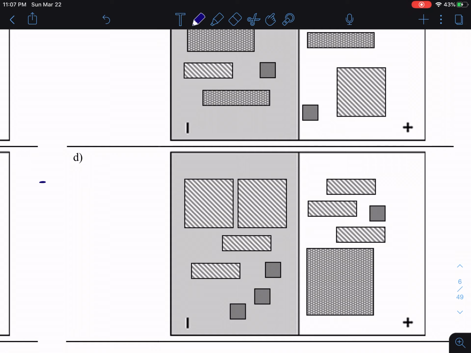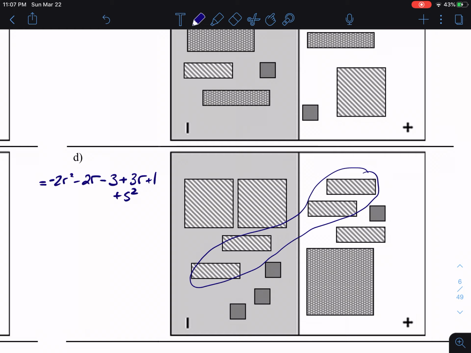So if we actually write out the expression that's modeled here, we have 2r squareds on the negative side, 2r's on the negative side, and 3 on the negative side. And then we have 3r's on the positive side, 1 on the positive side, and an s squared on the positive side. So let's see if we can find some of these zero pairs. Well, I see on the mat a zero pair here. I have 2r's on the negative side, and 3r's on the positive side. You see them right in here. So there's 2r's on the negative side and 3r's on the positive side. 2 of those will be zero pairs.